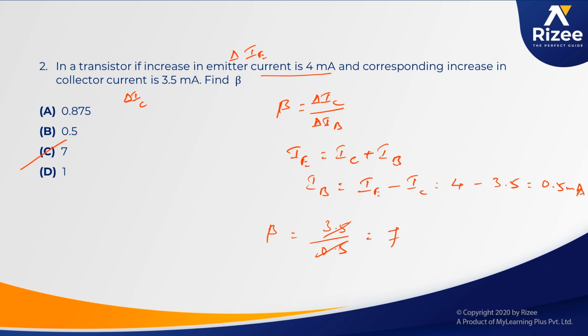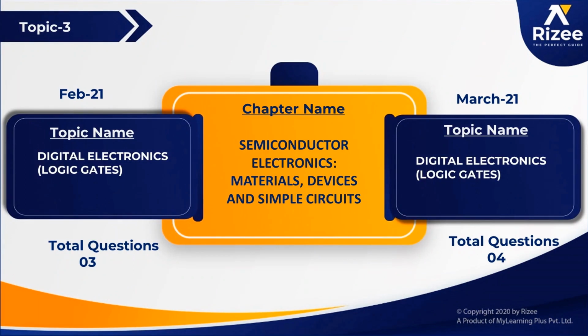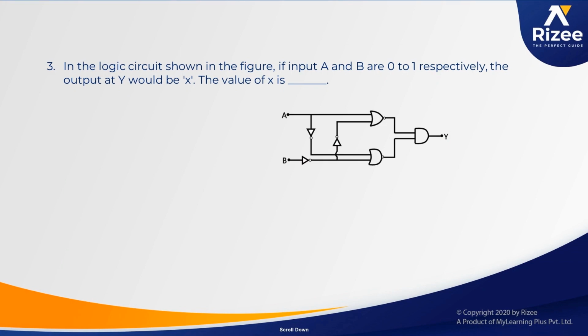Coming to the next topic, that is topic 3, it is concerned with digital electronics of the same chapter, that is semiconductor electronics. In the February session we have got 3 questions. In the March session we have got 4 questions from this particular topic in this chapter. Now, if the logic circuit is shown in the figure, with input A as 0 and input B as 1, then what will the output be, some x he has given.